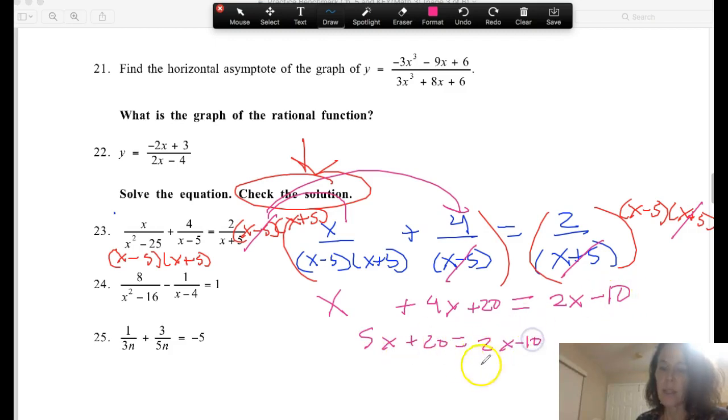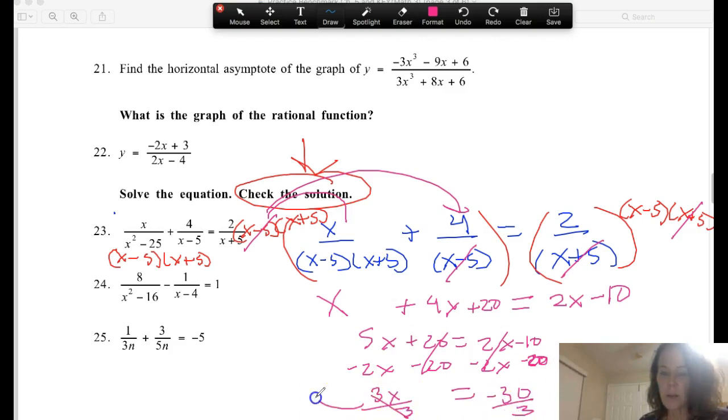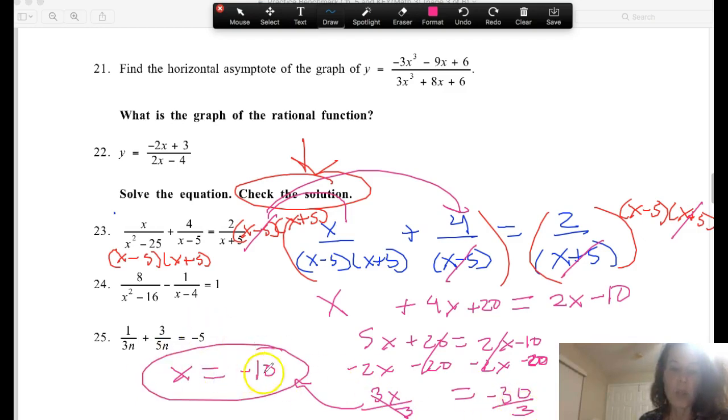Get all the x's together, subtract 2x to this side, and you're left with 3x, and then subtract the 20 to this side, and you're left with negative 10 minus 20 will be negative 30. That was a 20. It doesn't look like a 20, right? And then go ahead and divide by 3, and I'm going to write it over here. x equals negative 30 divided by 3 is negative 10. There's my solution.